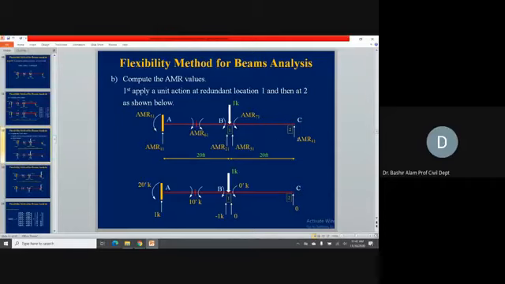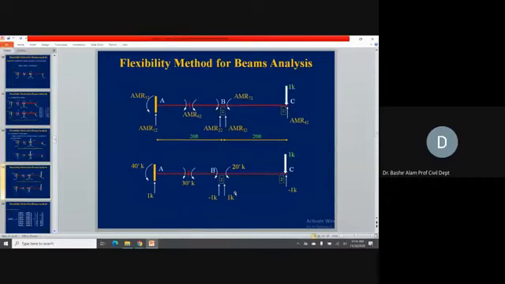So AMR4, you can see, is 0. AMR31 is 0. AMR41 is down, so it is minus 1 kip that we are showing here. AMR11 is 1 kip in the upward direction. AMR5 is 20 kip-feet here. It is 1 times 10, so this is 10, and here it is 0. So very quickly we can make our first column of the AMR values, which will be 1, minus 1, 0, 0, 20, 10, and 0.